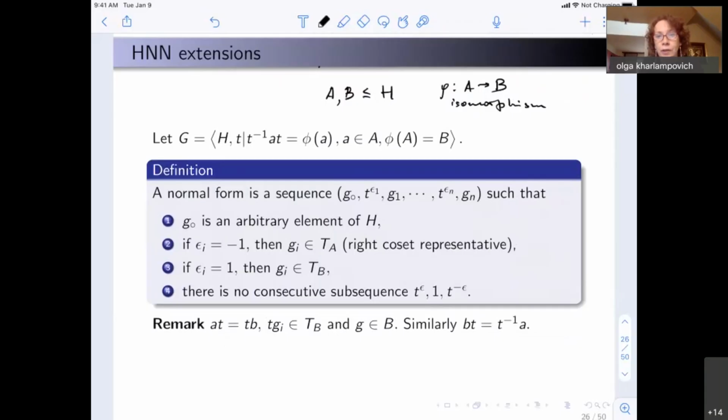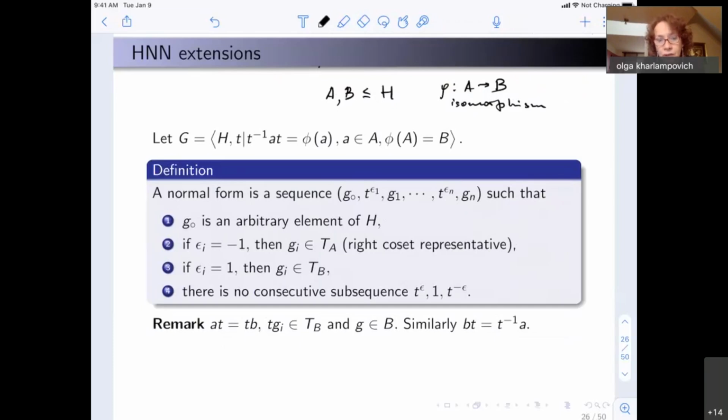So suppose we have a situation. We have a group H, and two isomorphic subgroups, A and B of H. So let phi be an isomorphism between A and B. And then we can construct a larger group where these subgroups are going to be conjugated. So this isomorphism will become a restriction of an inner automorphism. This is called the Higman-Neumann construction, the HNN extension.